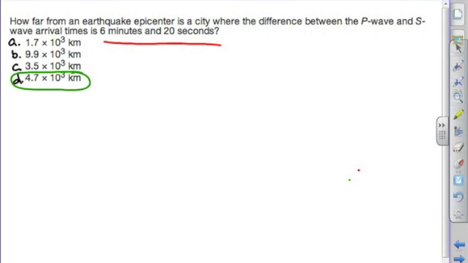I hope that you have found this a helpful review of the P wave and S wave chart in your Earth Science reference table. Thank you very much.